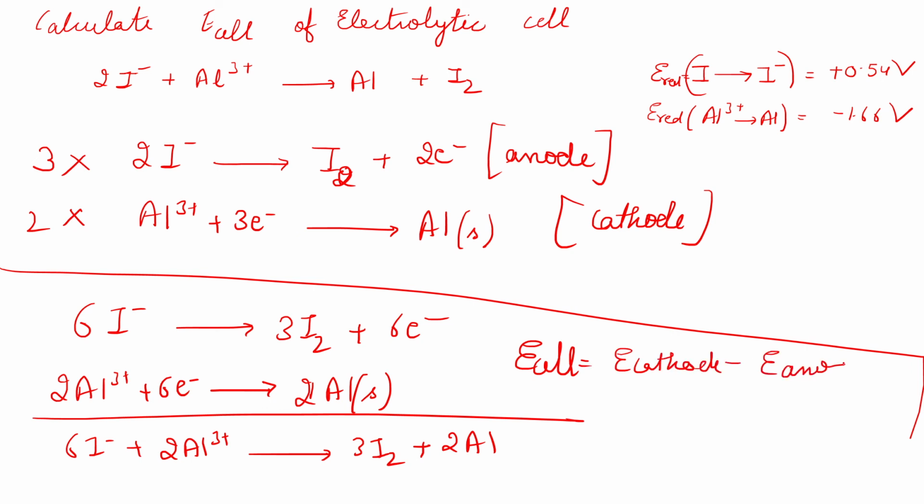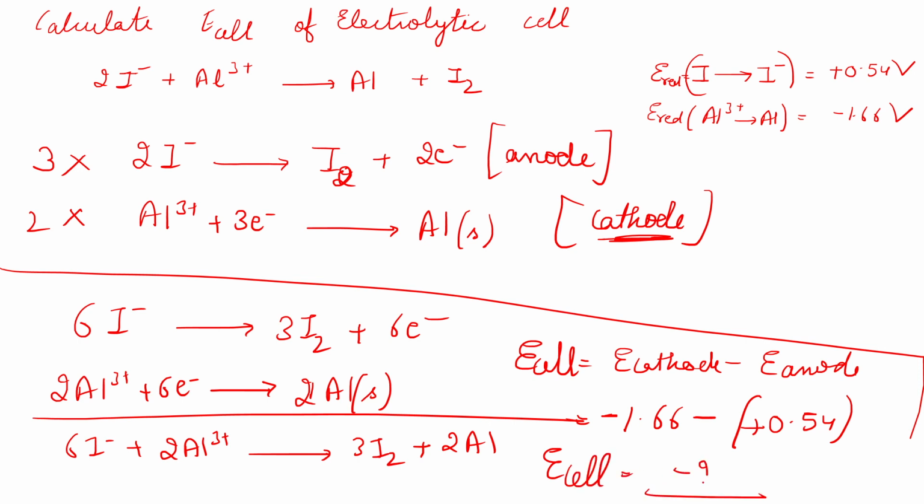minus E anode. You can see aluminium getting reduced is the cathode electrode. So we'll write the E cathode value, that is minus 1.66 volt, minus E anode, which is plus 0.54. So for the electrolytic cell over here, we got a value of minus 2.2. Okay.